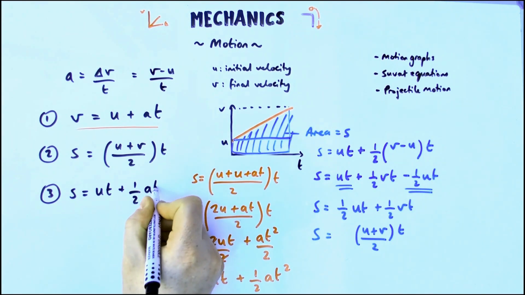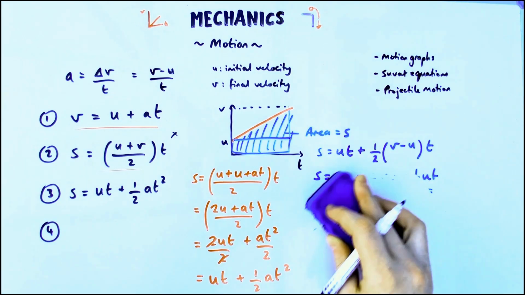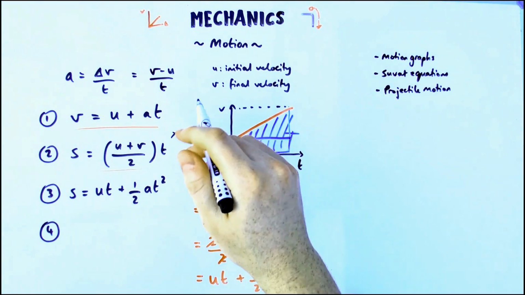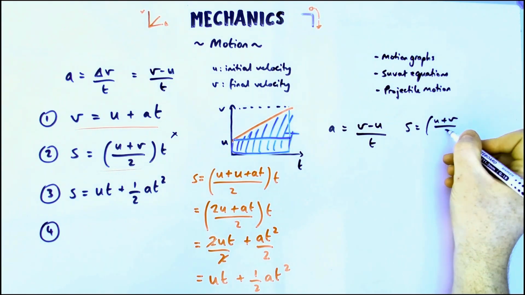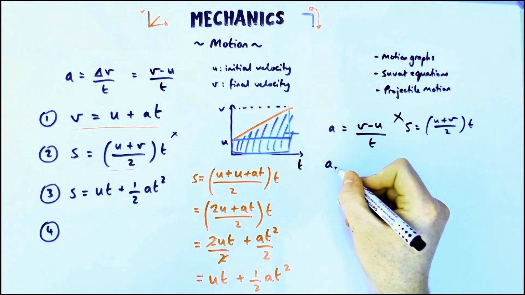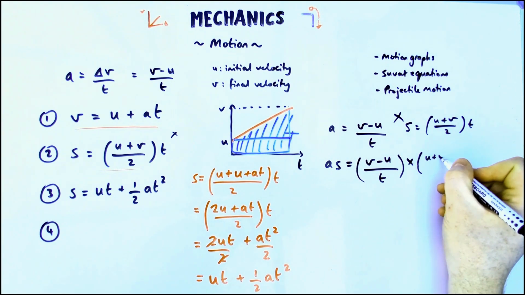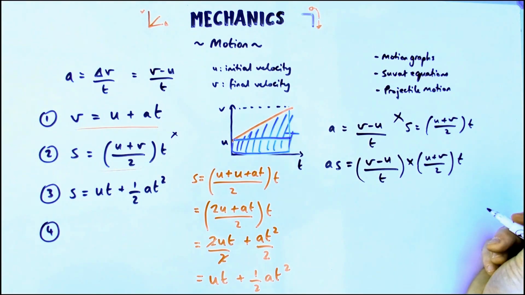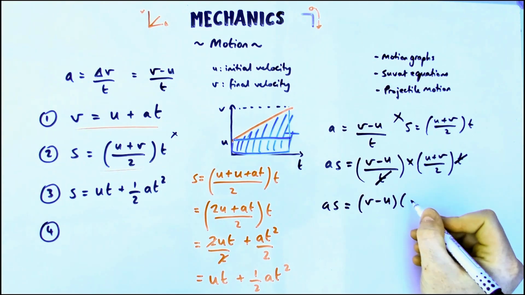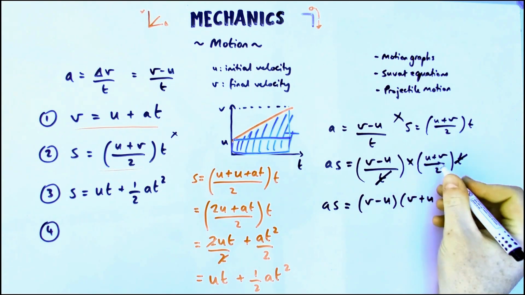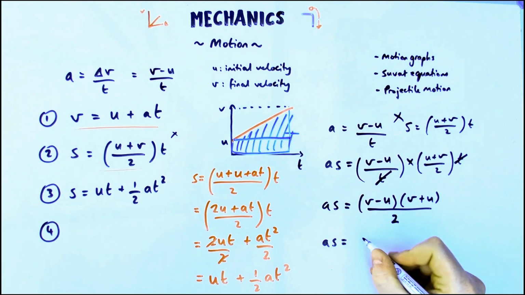Now for the final one, it's a little bit trickier. We're actually going to multiply two equations together. We're going to multiply together acceleration is v minus u over t, and distance equals (u plus v) over 2 times by t. So if I multiply those two together, I've got as, or acceleration times distance on the left, and on the right hand side I've got these terms I'm multiplying together here. Now hopefully we can see that one of the t's will cancel straight away, which is quite nice, leaving us with (v minus u) times by (u plus v) over 2.